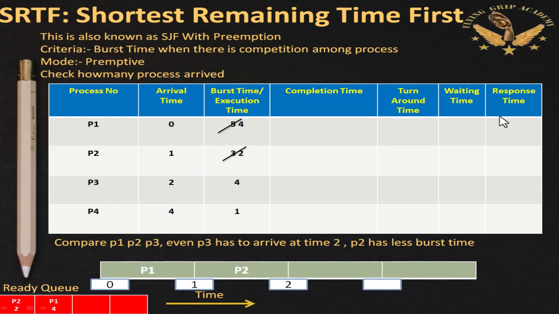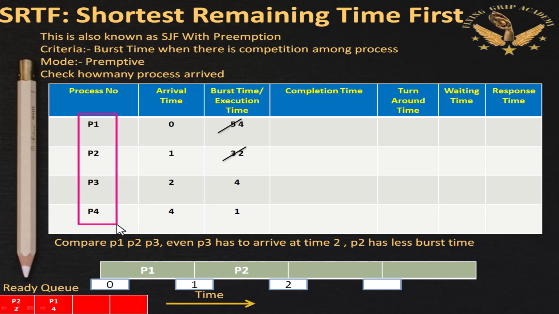So how P1, P2, P3? Even P3 has to arrive at time 2. P2 has less burst time, so we are going to make the comparison. So here P1, P2, P3, P4.